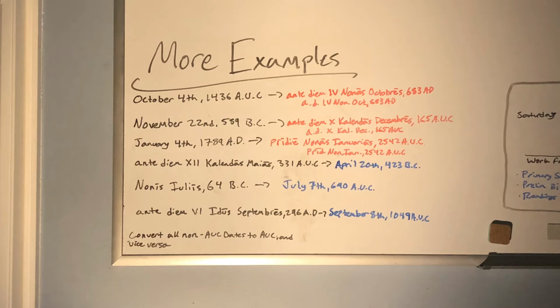That is 6 days before the Ides of September. Now we move into our year. This is AD, so all we have to do is add 753. So 296 plus 753 is 1049 A.U.C.